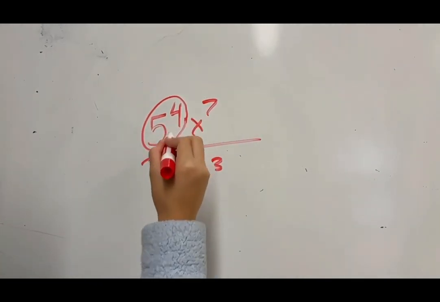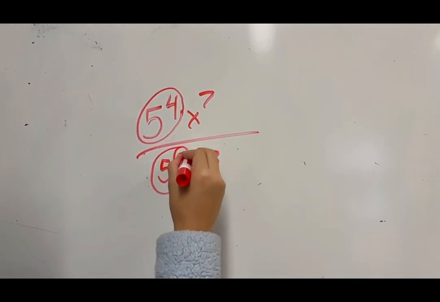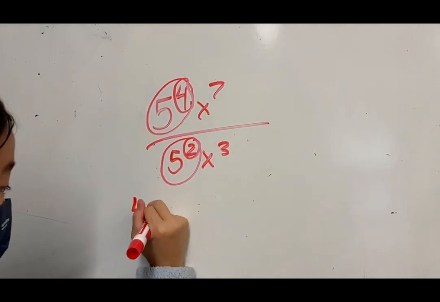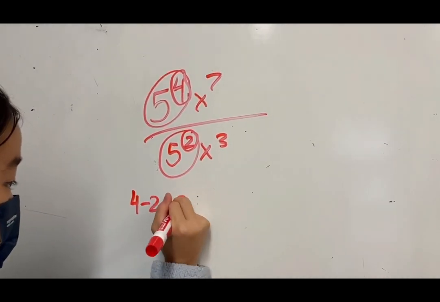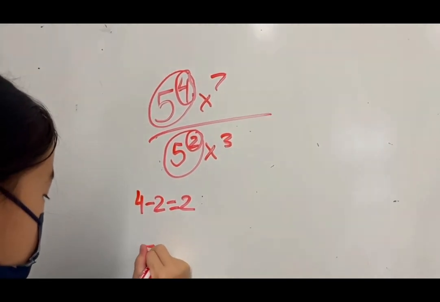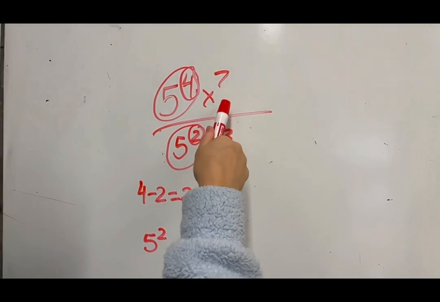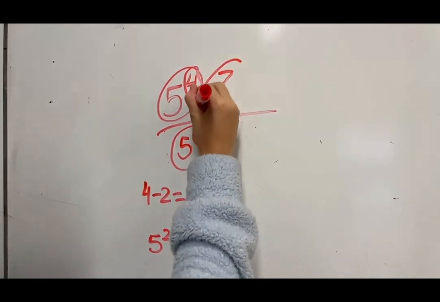First, we have 5 to the power of 4 divided by 5 to the power of 2. To solve this, you have to do 4 minus 2 because of the exponents. Then that equals 2. And the bases are the same, so we keep the base the same, which is 5, so we do 5 to the power of 2.